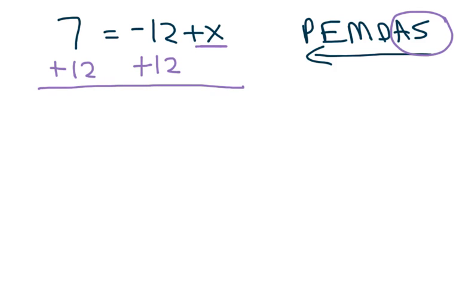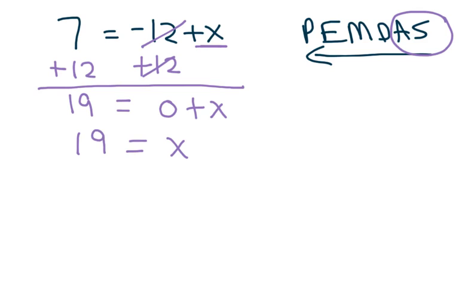When I do this, this equals 0. And 7 plus 12 equals 19. 0 plus x is just x, so we get x equals 19. So our solution set is 19. All right, I'm going to go a little faster now.